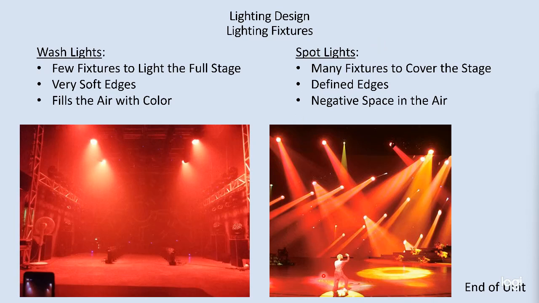And then over here you can see the spotlights, where it takes a lot of spotlights to cover the floor in red, and there are little dots of light, and there's texture, and then lots of shafts, very defined edges to both the beams of light as well as the pools of light on the floor. And you'll also note that this provides negative space in the air if we're lighting something through haze or through smoke. The wash sort of fills the air, whereas this is leaving negative space. And that's where I'll end this unit, and we'll pick up again in just a moment.